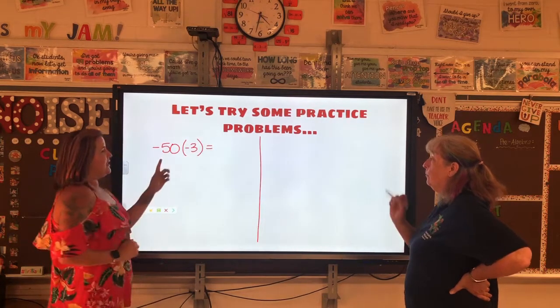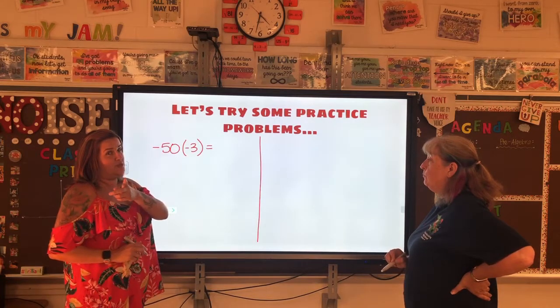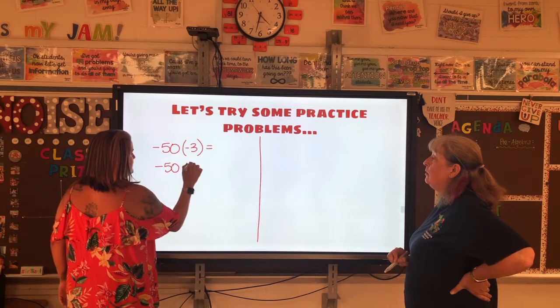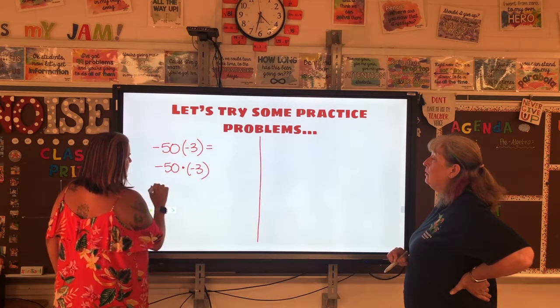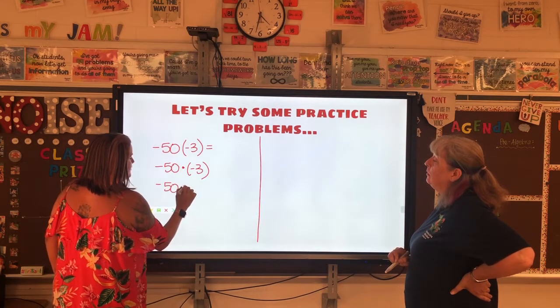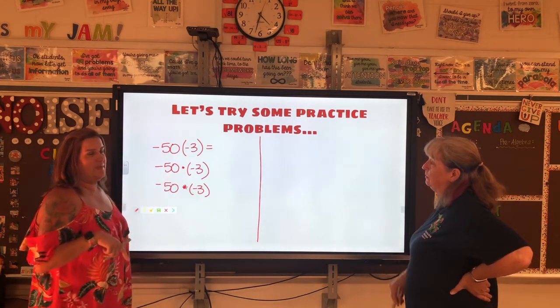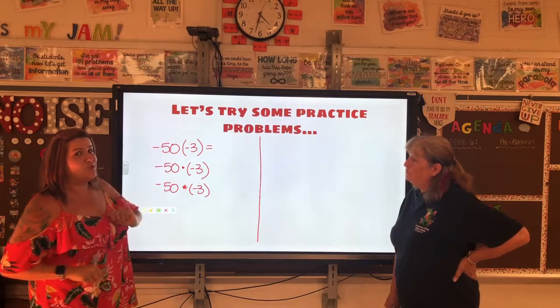Okay. All right, so I'm gonna take negative 50 times negative 3, right? So remember, if a number is outside of those parentheses, that means multiplication. I could also write this as negative 50 with the dot times negative 3, or negative 50 with a little star times negative 3. So all of those mean the same thing.